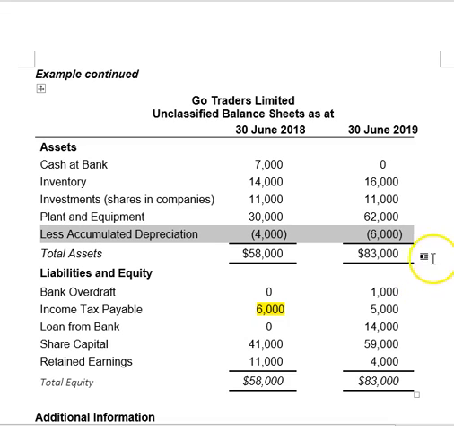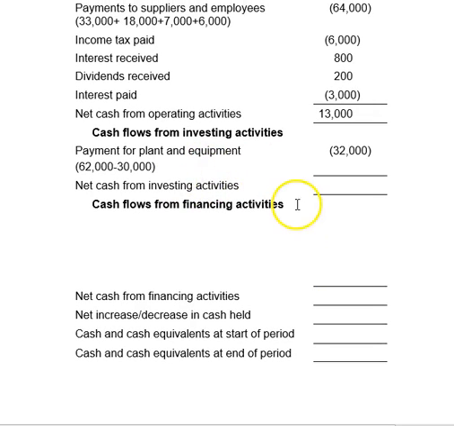Once you are done, you need to go back to your non-current assets to see whether you have left out anything. For accumulated depreciation, there's no cash inflow or outflow, so we can just ignore this. Once we have done checking all the non-current assets, we only have this item in our cash flow from investing activities. So straight away we can sum everything up. In our cash flow from investing activities, we only have 32,000. It's a negative 32,000.